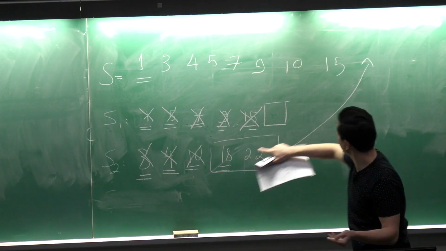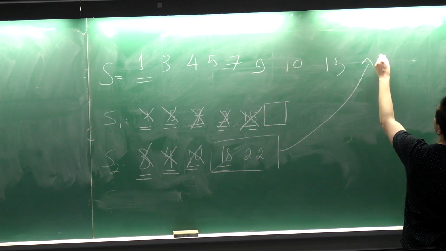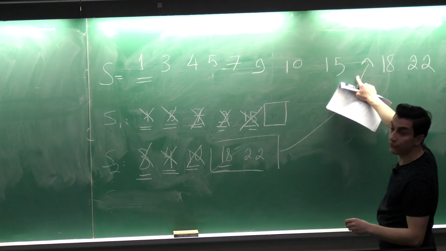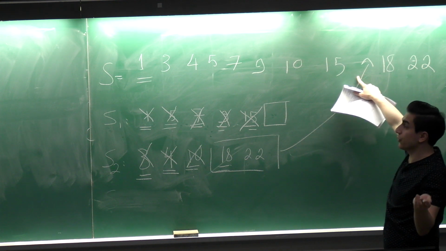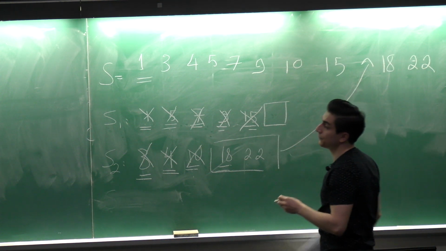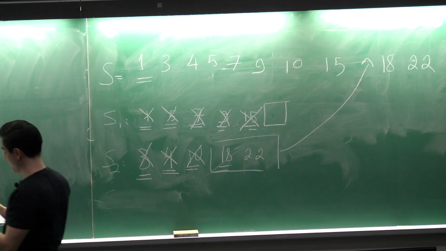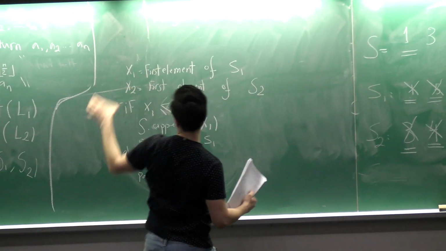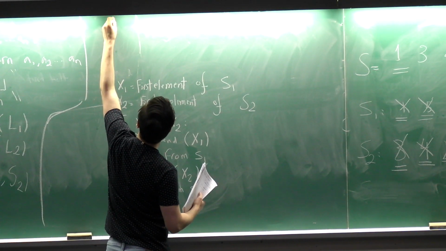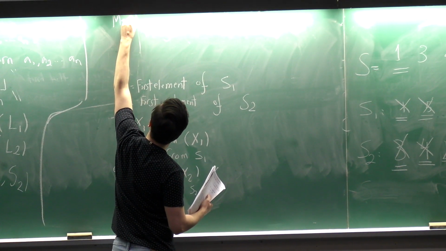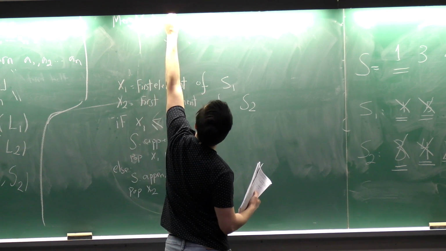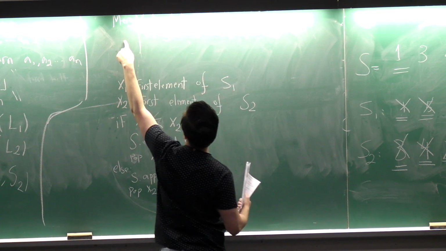Just copy whatever is left and append it to here. Right? And once you've done that, you're done. So you can return S. So what we're going to do is, we can say, let me just write this. Merge S1 and S2. So what are we going to do?